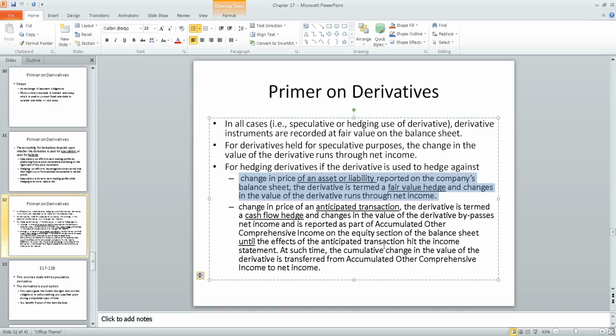In other words, the accounting is somewhat analogous to the accounting for investment trading securities, because the change in the value of an investment trading security flows through the income statement. So the change in the value of a derivative classified as a fair value hedge similarly runs through the income statement. The other class of hedge is a cash flow hedge, and we'll talk about that when we get to that problem.